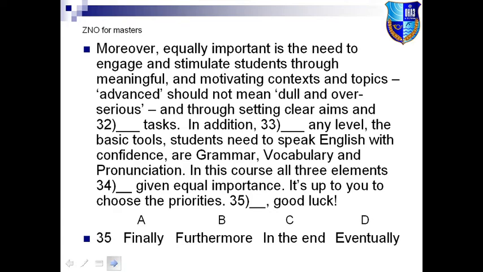I haven't even checked the options C and D in question 34, but they are wrong, believe me. So in 35 we have four variants: A, finally; B, furthermore; C, in the end; D, eventually.